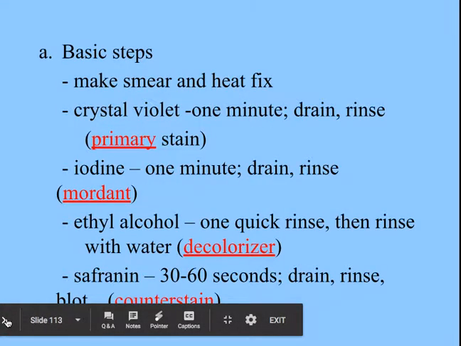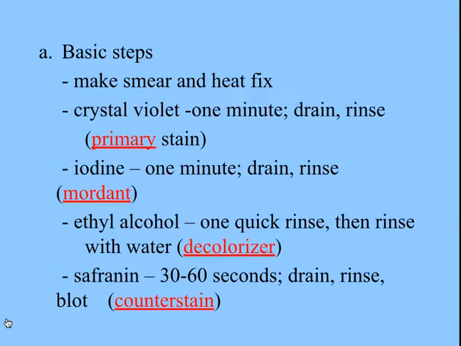So the basic steps for the Gram stain are: you're going to make the smear, which we made the other day because for a Gram stain it needs to be 24 hours old, and you've already heat fixed it. The very first stain or primary stain is crystal violet, and we'll do it like the simple smear in that you flood the slide and let it set for a minute, and then you can drain it or rinse it with water.